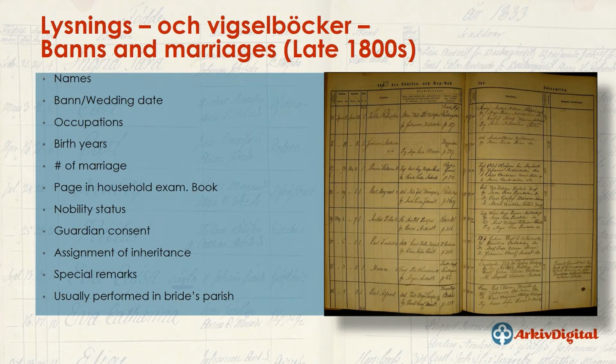The banns and the marriages from the late 1800s is set up pretty neat. It's got a lot of the same information as the birth. You could see that it also has the ban and the wedding date, the occupations, birth years, which number of the marriage, also pointing to the household examination booklet, whether or not they had nobility, if there was guardian consent, some sort of assignment of inheritance, and some special remarks. And the marriage records are usually performed in the bride's parish, which is very helpful when looking up the records.